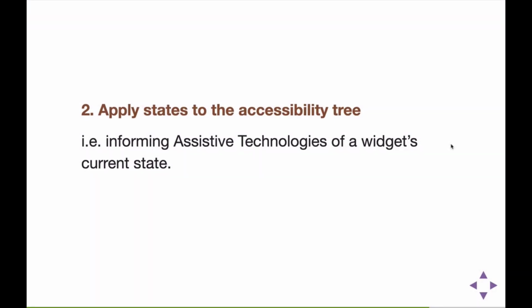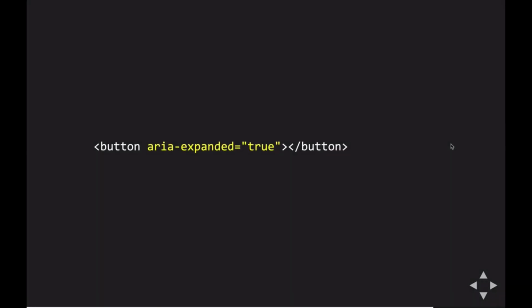The second thing that ARIA can do is apply states to the accessibility tree. So here's an example where we have a button again, and this one has aria-expanded equals true. So this is providing information in the accessibility tree to inform assistive technologies that this button is currently expanded.